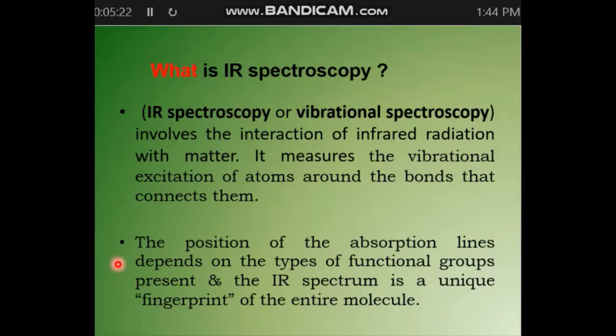And from this, on the spectra, we'll see spectral lines, or what we call absorption lines. And the position of the absorption lines depends on the types of functional groups present. And the IR spectrum is a unique fingerprint of the entire molecule.